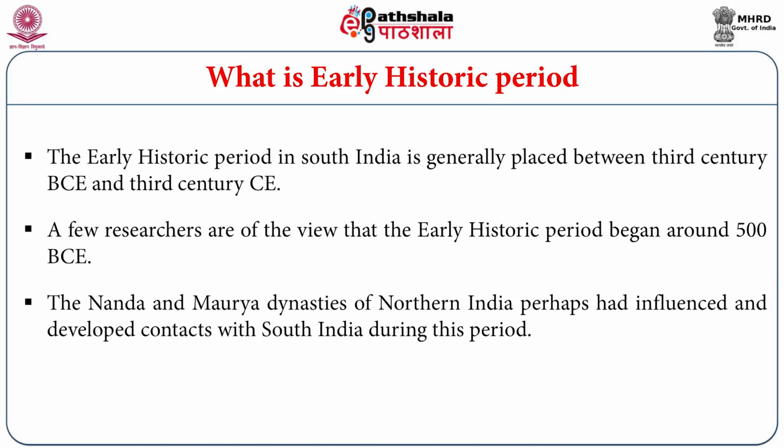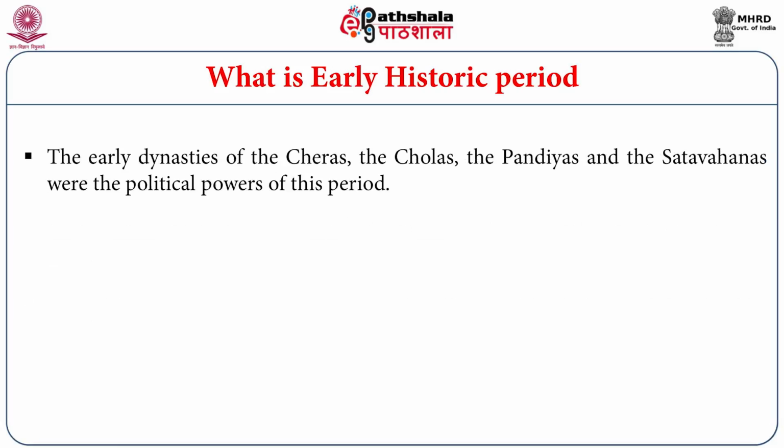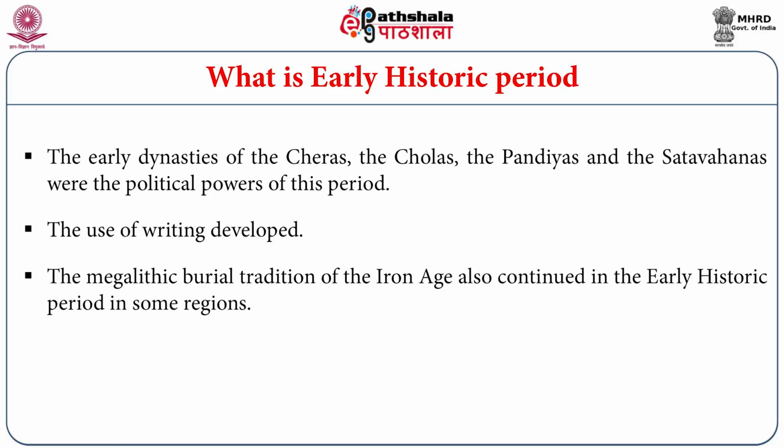During this period, the Nanda and Maurya dynasties of northern India perhaps had influence over the southern Indian states as well as southern Indian cultural developments. The early dynasties of Cheras, Cholas, Pandyas and the Satavahanas were the political powers of this period, and the use of writing developed in various parts of southern India. The megalithic burial tradition of the Iron Age also continued in the Early Historic period in some regions. These are the main developments in the Early Historic period. In addition to that, we have evidence for long distance trade developing very strongly and coinage was introduced. Political powers became stronger during this period.